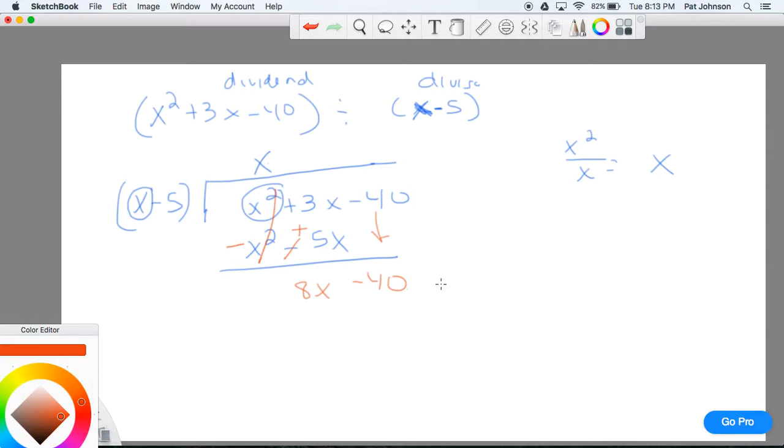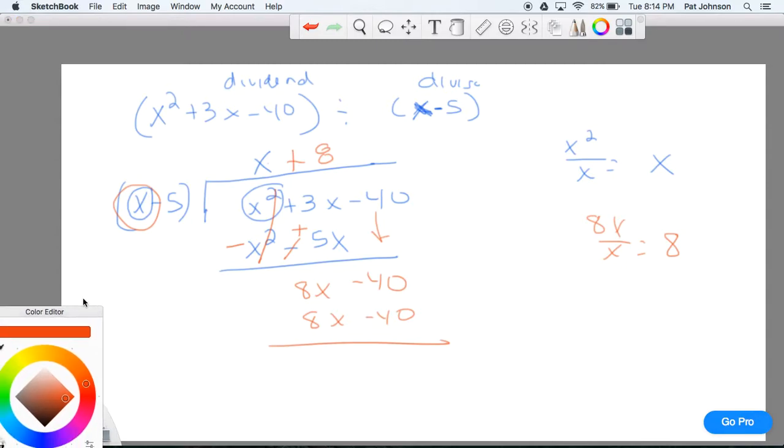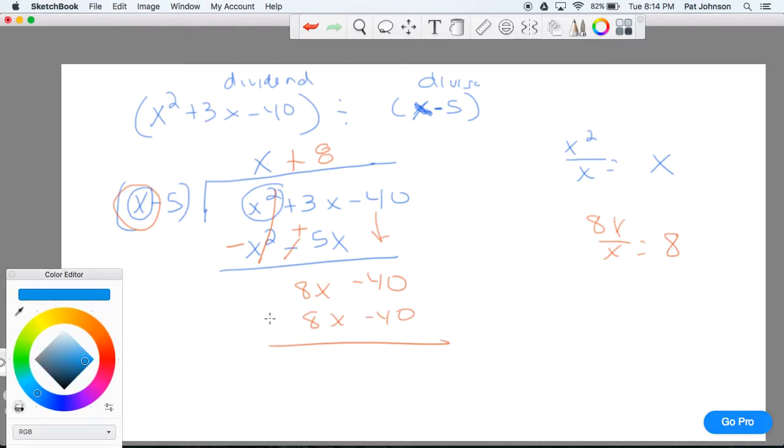Again, we take the first term, 8x, divide it by the first term of the divisor, x, and we get positive 8. So we're going to do plus 8. We're going to multiply this times that, so we get 8x minus 40. But we have to subtract it, and we have to change everything to its opposite. This is 0 plus 0, so we have no remainder, so our answer is x plus 8.